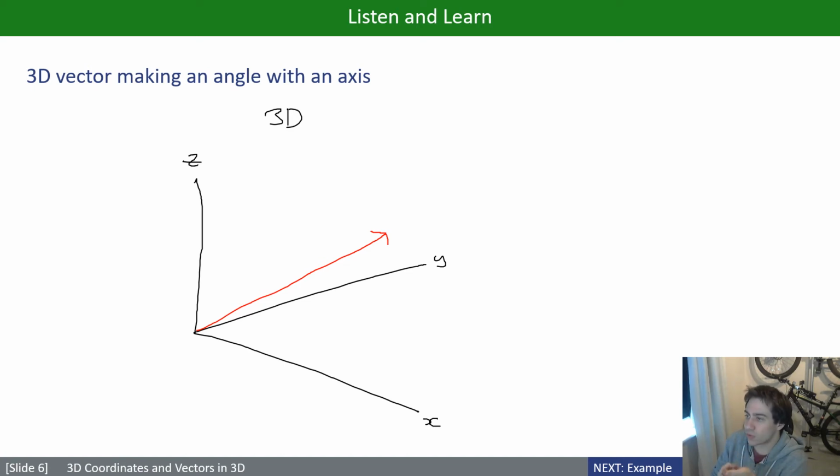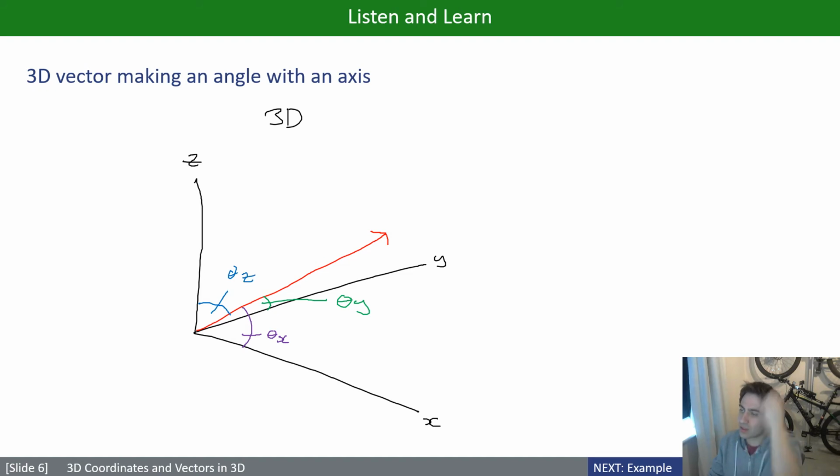You've kind of got 3 angles, right? You've got the angle it makes with the x-axis, which is that angle, which we'll call theta x. You've got the angle it makes with the y-axis, which is theta y, and then you've got this other angle which it makes with the z-axis, which is theta z.